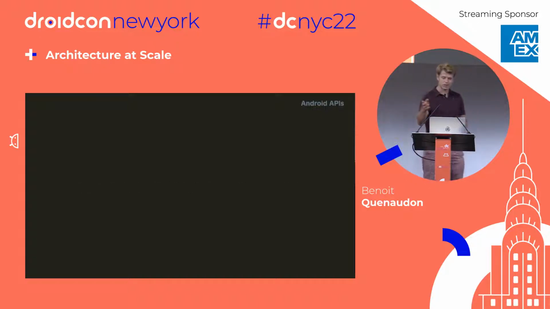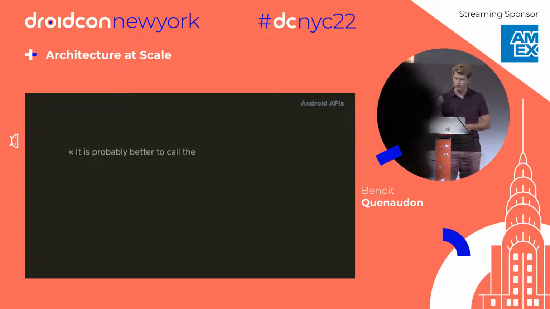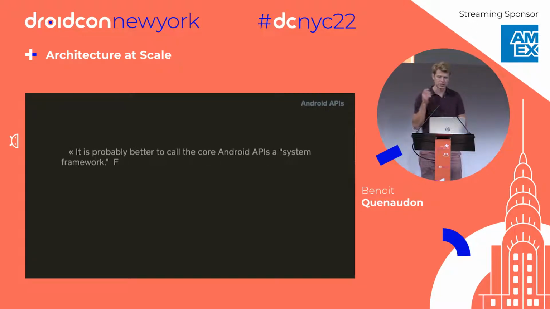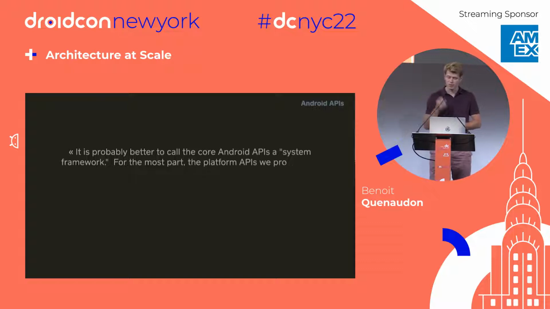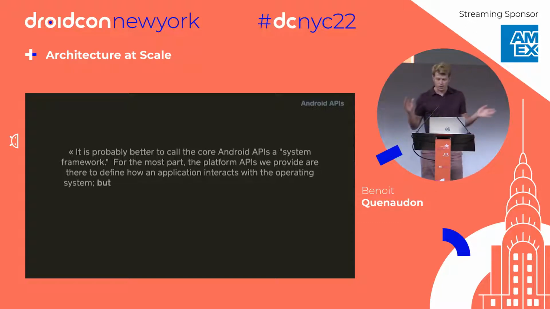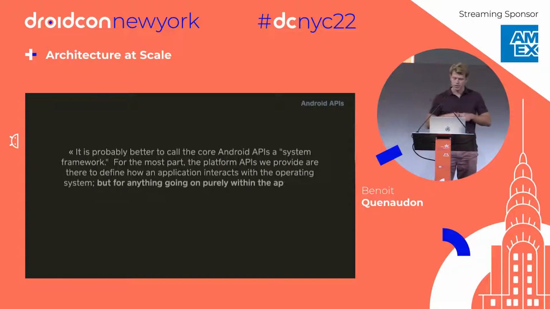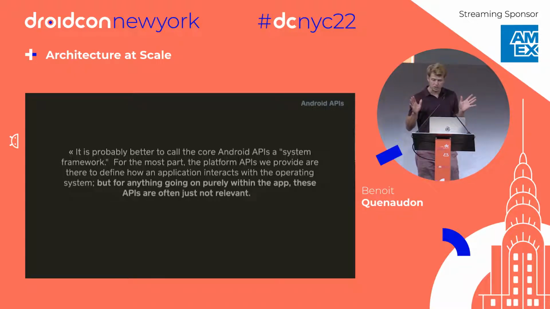So it is probably better to call the core Android APIs a system framework. For the most part, the platform APIs we provide are there to define how an application interacts with the operating system. Here is the important part. But for anything going on purely within the app, these APIs are often just not relevant.